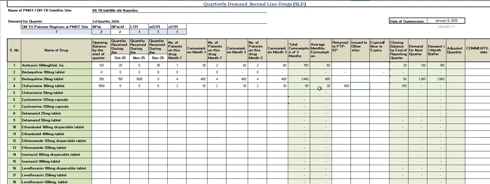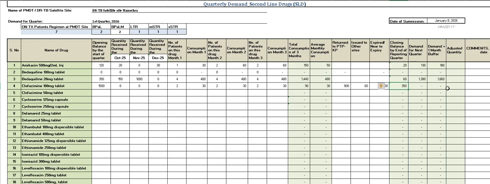You have 510. You have issued some 60 tablets to some other site. This becomes 450, and some 100 tablets you expired. This will become 350 tablets.